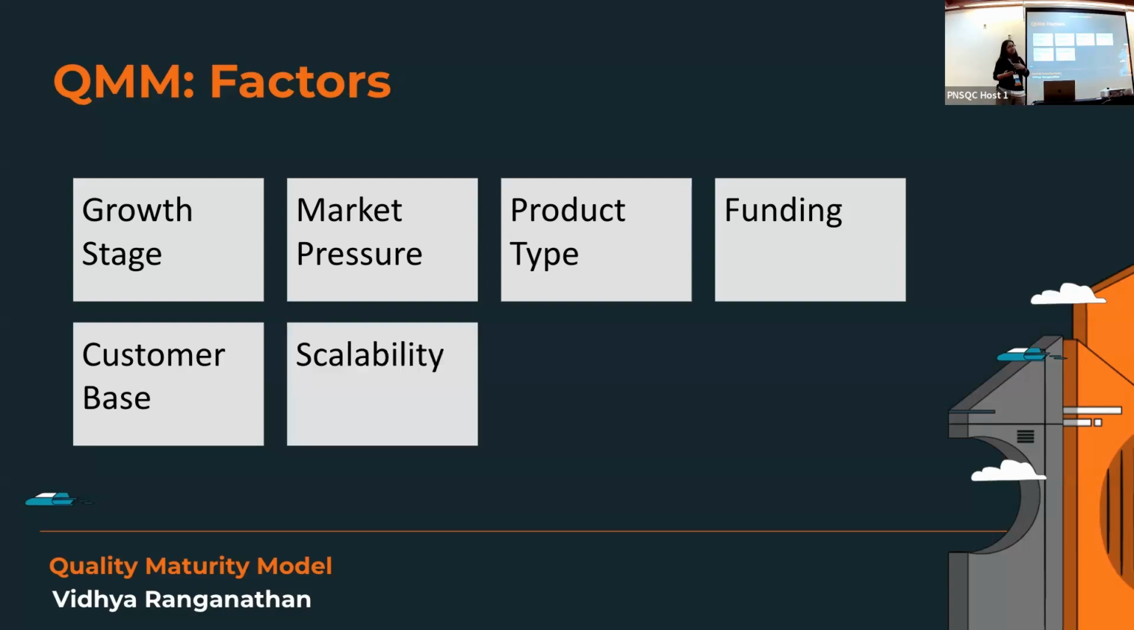And scalability, again, it's company specific. Some folks, like some SaaS products, really need to scale quick. And those products really need resilience, disaster recovery, and all of that.